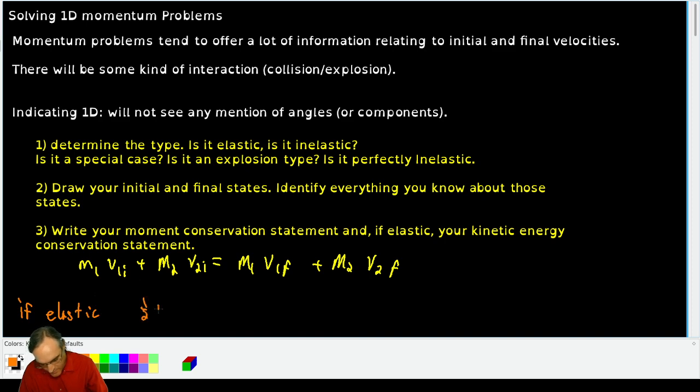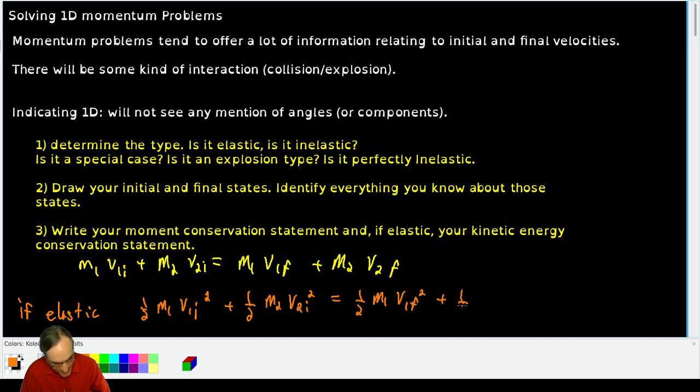then you also get 1/2 m1 v1 initial squared plus 1/2 m2 v2 initial squared equals 1/2 m1 v1 final squared plus 1/2 m2 v2 final squared. Okay.